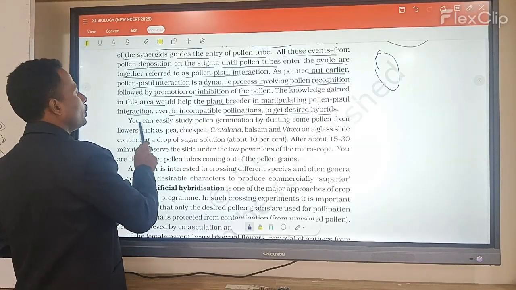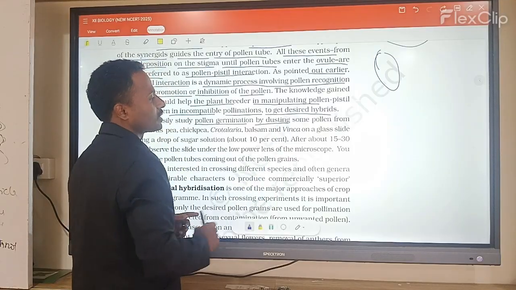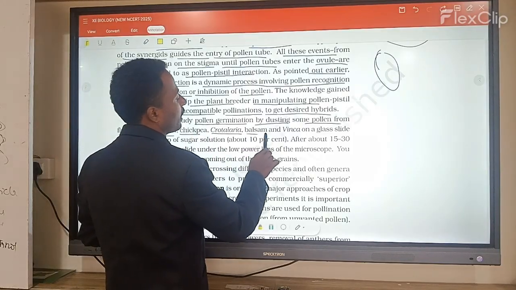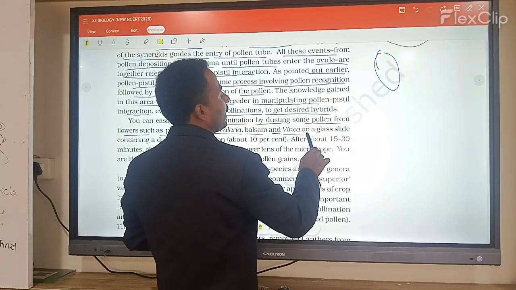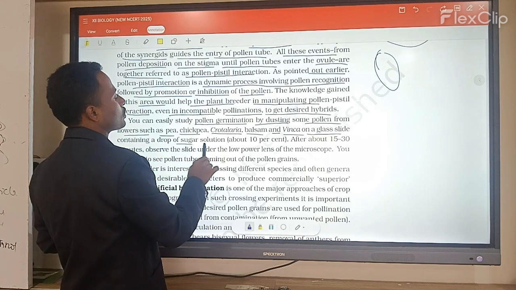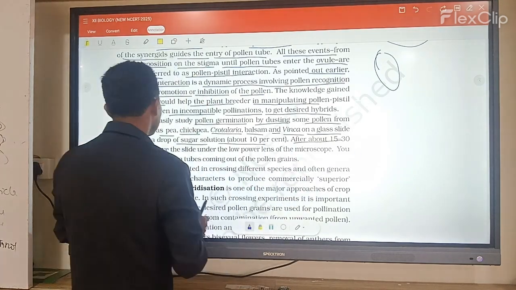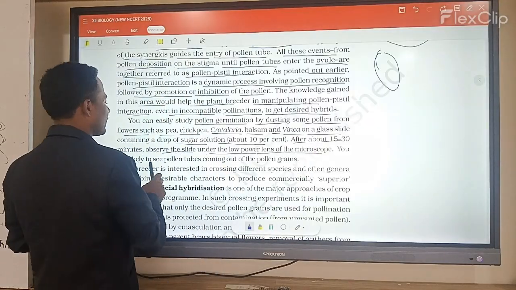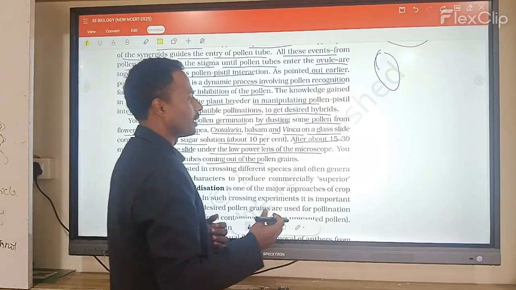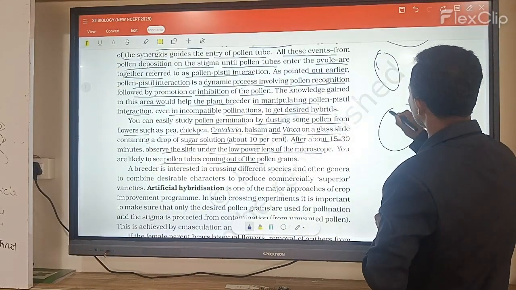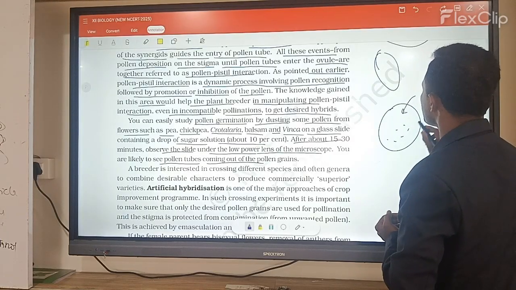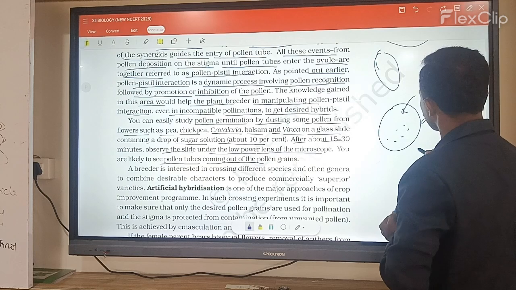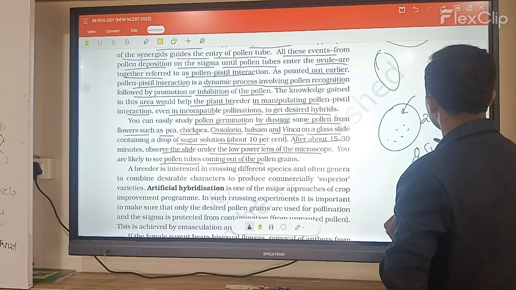Next, you can easily study pollen germination using pollen from flowers such as pea, chickpea, crotalaria, balsam and vinca. On a glass slide with a drop of 10% sugar solution, after 15 to 30 minutes, observe the slide under low power of the microscope. You will see the pollen tube coming out of the pollen grains. When you collect pollen grains and add sugar solution, after 25 to 30 minutes every pollen grain starts germinating.